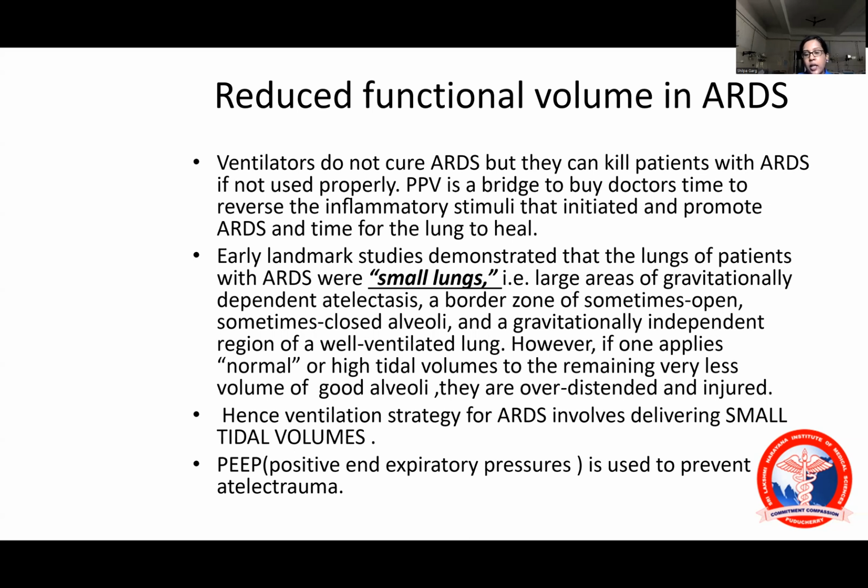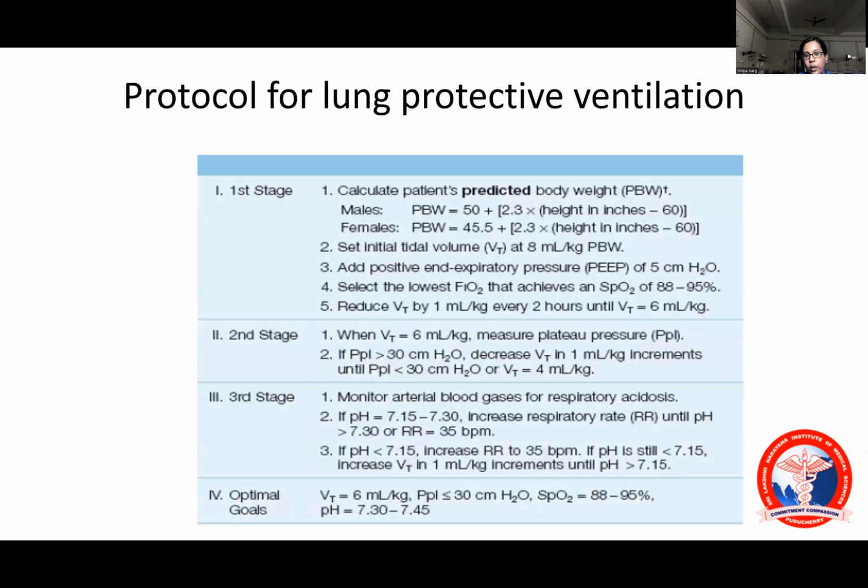So that is where we start giving something called lung protective ventilation strategy by providing small tidal volumes. As I said, 6 to 8 ml per kg ideal body weight. In some places, they can even go to 1 to 3 ml per kg ideal body weight. But you have to use some extracorporeal devices to remove the carbon dioxide which is produced in excess because of low tidal volume. And you have to provide PEEP to prevent atelectrauma.